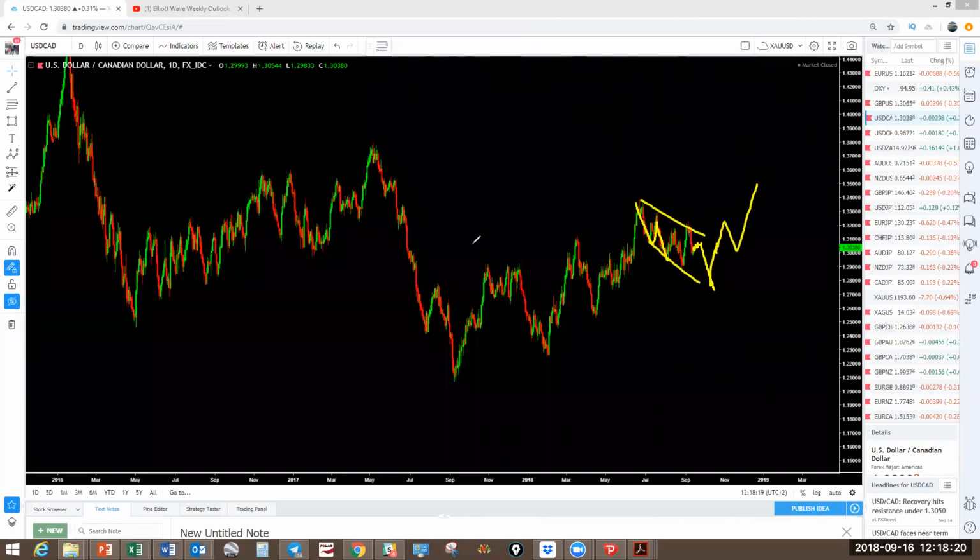I was looking at this as a W, X, Y, X, Z. But in terms of the degree, I could be wrong here, and the W could actually be here. But it doesn't matter.